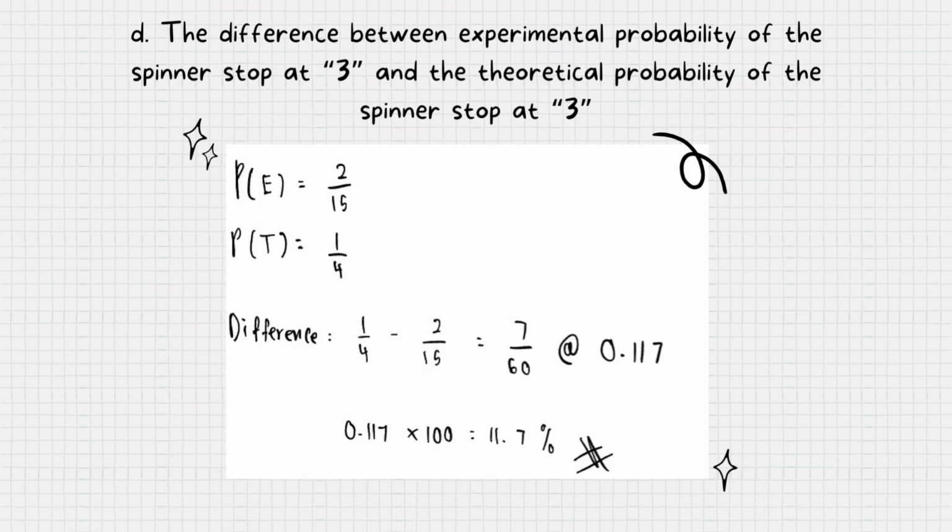And we change that to a decimal number, 0.117. Then to get the percentage, we multiply by 100. 0.117 multiplied by 100 becomes 11.7%.